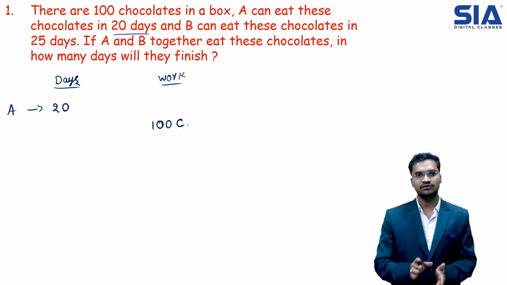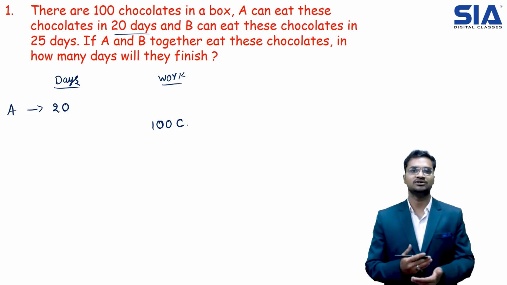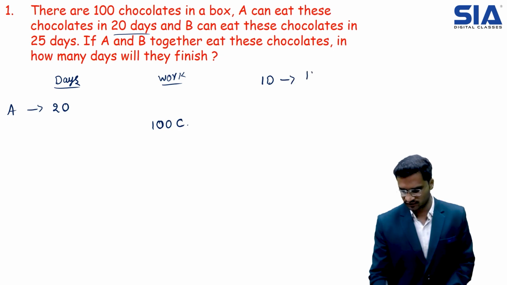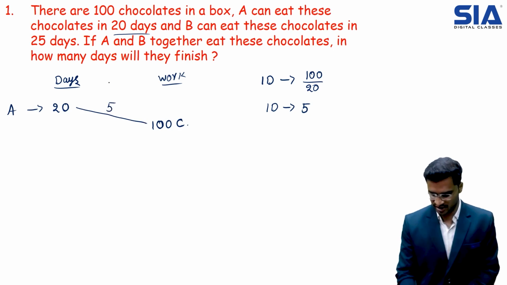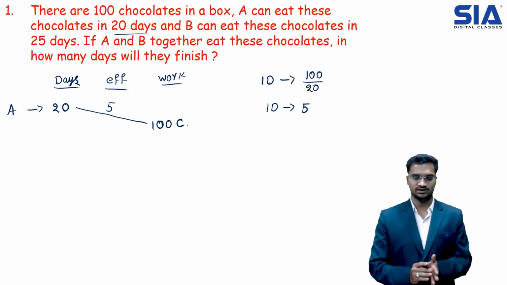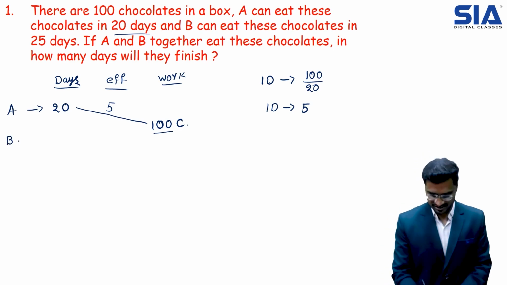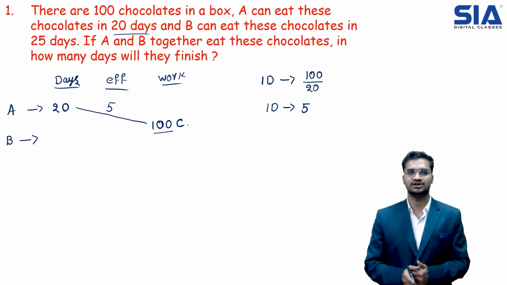Now if he is eating 100 chocolates in 20 days, in one day how many chocolates will he eat? He will be eating 5 chocolates. So the efficiency of A is 5, because 20 into 5 is 100. In the same way, B is eating this 100 chocolates in how many days?